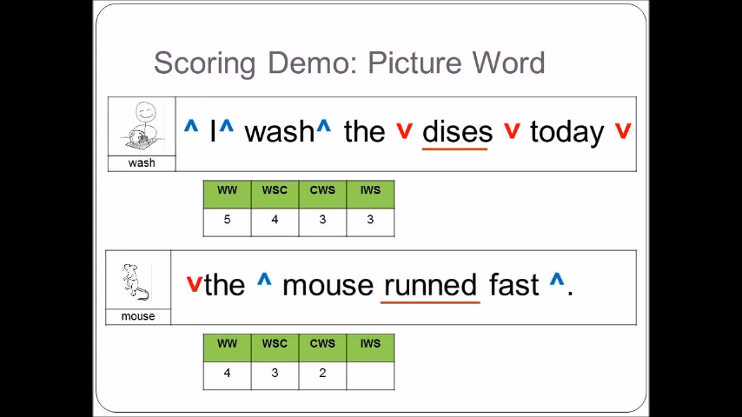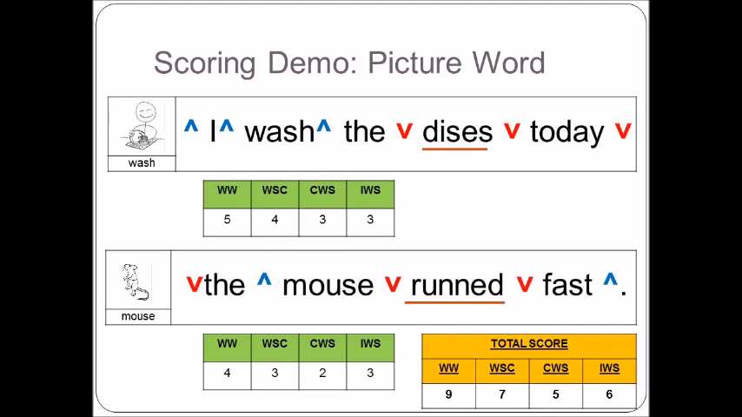Let's look at sentence 2. The first word the is not capitalized, so the student gets an incorrect word sequence before the first word. The word rund is an incorrect form of the word ran, so it gets a red caret on either side of it. So we see that sentence 2 has 3 incorrect word sequences. Let's total the scores for the entire sample. We see that this student has 9 words written, 7 words spelled correctly, 5 correct word sequences, and 6 incorrect word sequences.